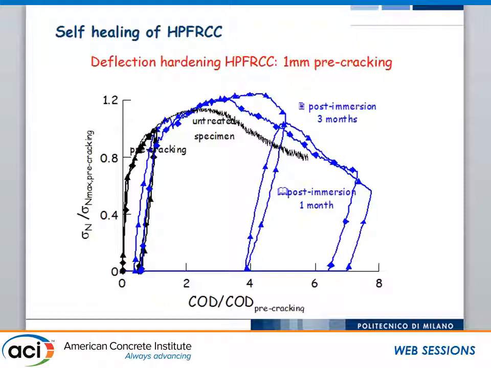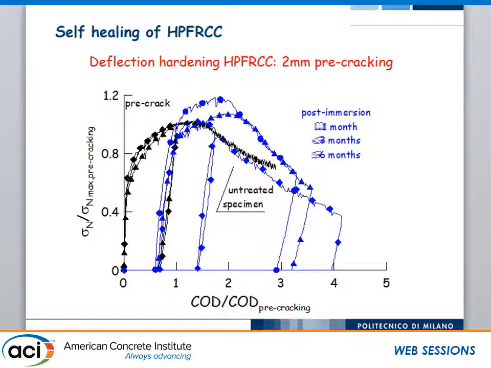And the same happens for the specimens pre-cracked at 2 millimeters. This is the reference. At 1 month, basically nothing changes. After 3 months, we have this. After 6 months, we have this response. Oh, sorry, there is some rustling here of the symbols. The diamonds are 1 month, the triangles 3, and the circles are 6.